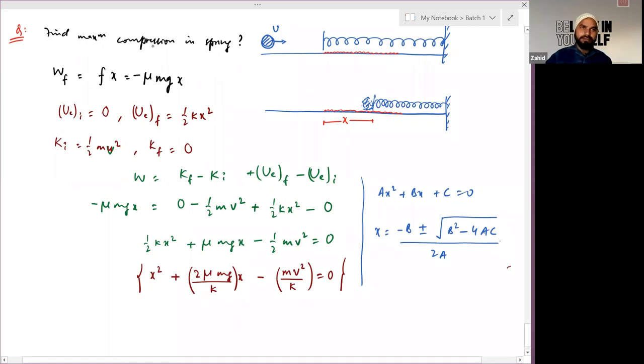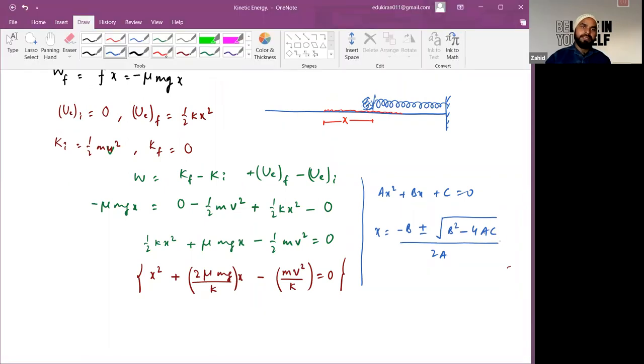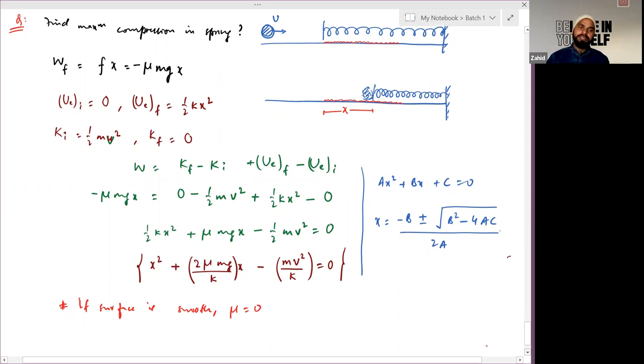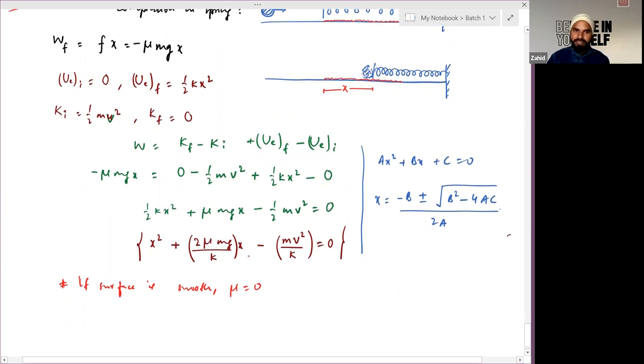Now there is some condition to this particular problem. Let's say if the surface is smooth, which means there will be no friction, so mu in this condition will be 0. So now put the value of mu in the above equation, you will be left with x squared minus mv squared over k is equal to 0. And then you will easily calculate the value of x.